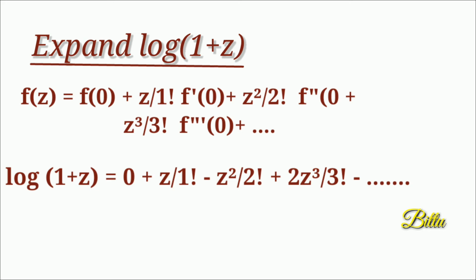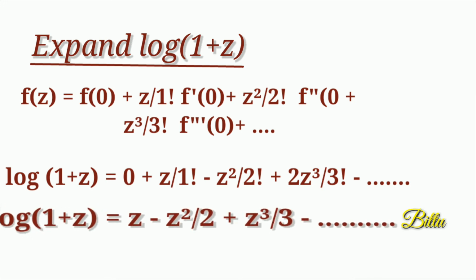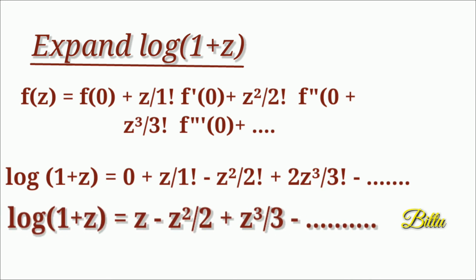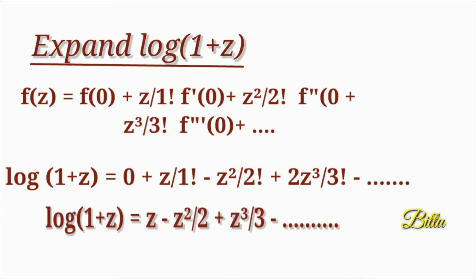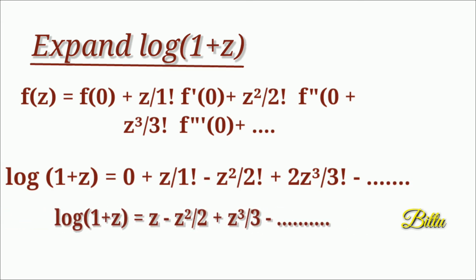So similarly, if you find the fifth derivative etc. and after simplification, you can see in the series the denominator is free from factorial. So you consider the second term of the series as minus z square by 2 instead of writing 2 factorial. So finally we can observe log 1 plus z is z minus z square by 2 plus z cube by 3 minus z raised to 4 by 4 plus etc.